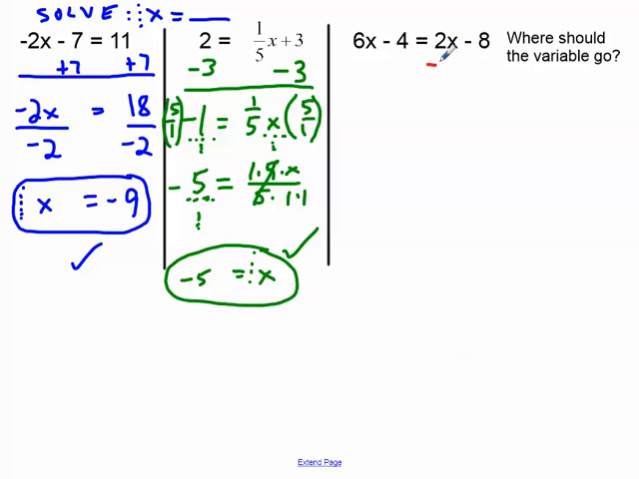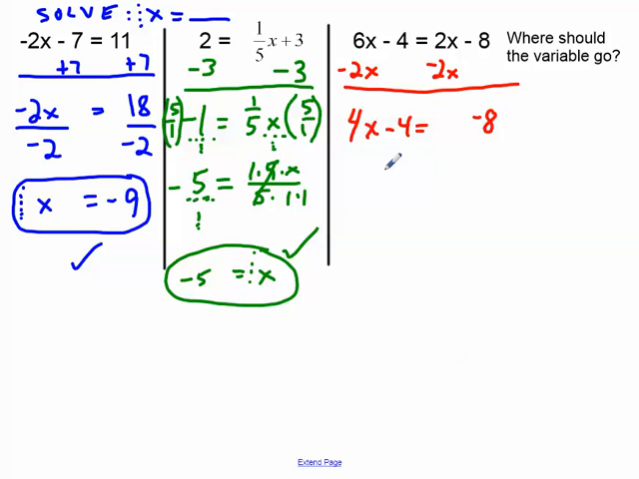So I'm going to subtract 2x on the right side. And because both sides are equal, we've got to treat them equally. I'm going to subtract 2x. Try to keep things in columns, because that'll make things really easy to follow, see what's happened to anything. I try to keep my things in columns here as much as possible. 6x minus 2x is 4x. Minus 4 stays the same, equals 2x minus 2x is 0, but we don't have to write that. Minus 8 is still over here.